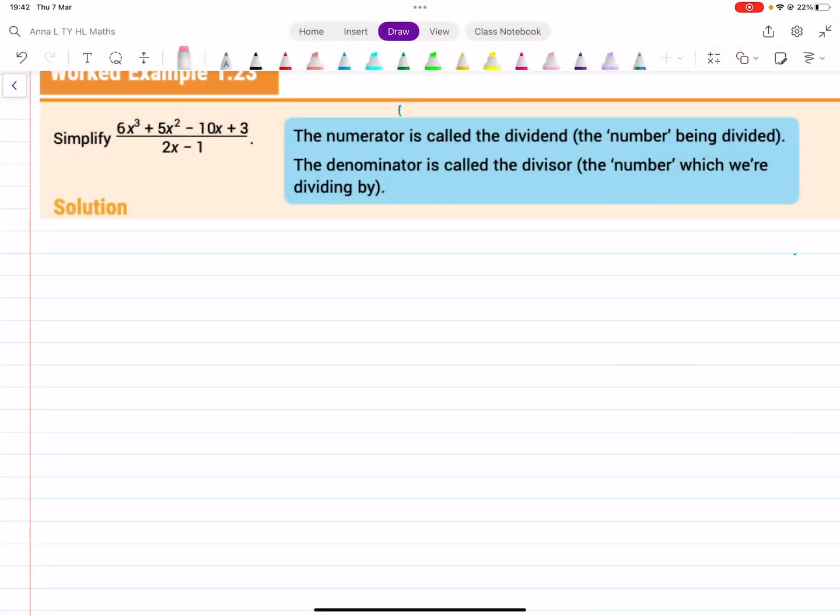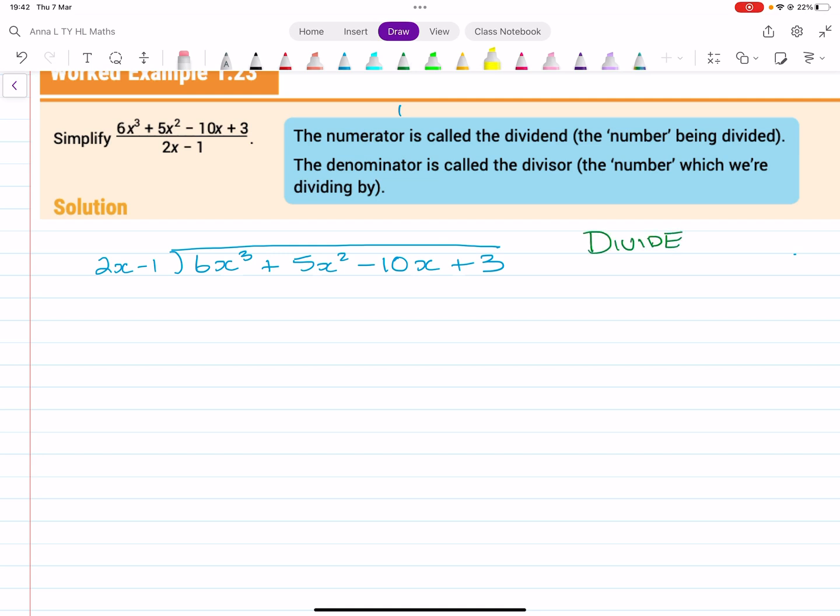Okay, so we are going to divide 2x minus 1 into 6x cubed plus 5x squared minus 10x plus 3. So, let me get this right. It is divide, multiply, subtract. And I think you just repeat, but we'll figure that out as we go along. So the first step is to divide.